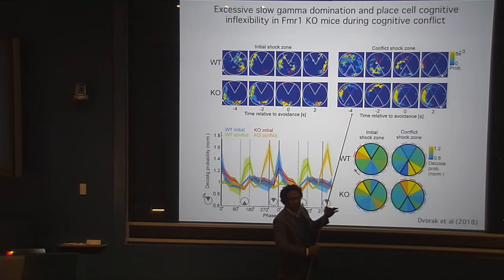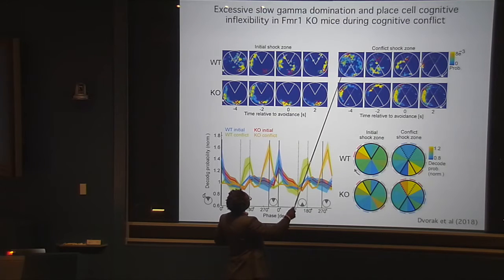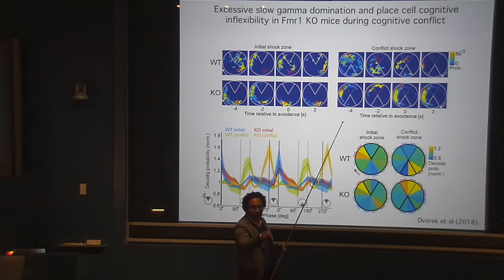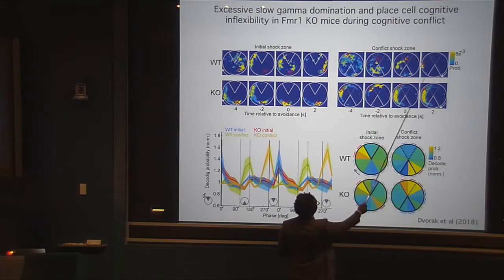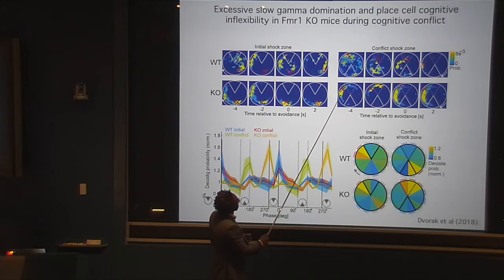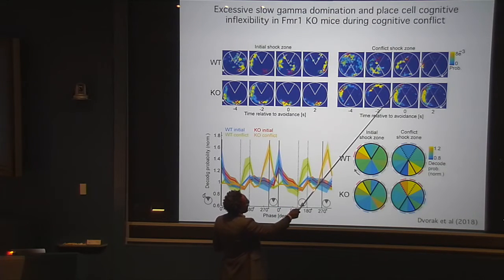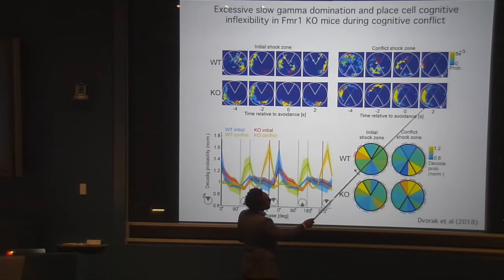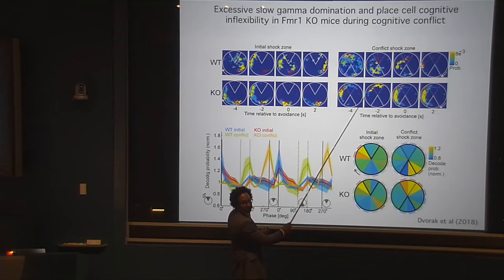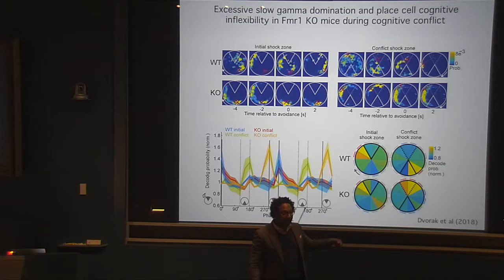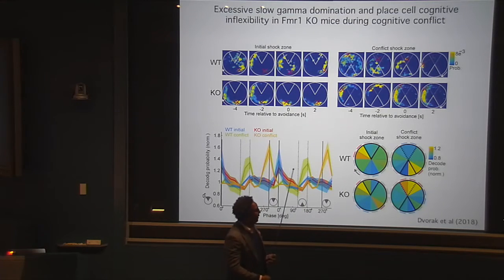But what happens when the same situation occurs, but the shock zone has been moved? Let's look at the wild type mouse here. It's decoding locally, and then changes to remotely, and the remote decoding now aims at the new location of the shock zone, which it will then avoid. The Fragile X model mouse, however, is decoding locally, just before it decides to run away, it starts decoding distant from where it happens to be, but it's not aiming at the new shock zone, it's aiming at the previous shock zone. It's using its memory. In some sense, it's stuck in this slow gamma-dominated recollection mode. And that's what this graph at the bottom is quantifying.